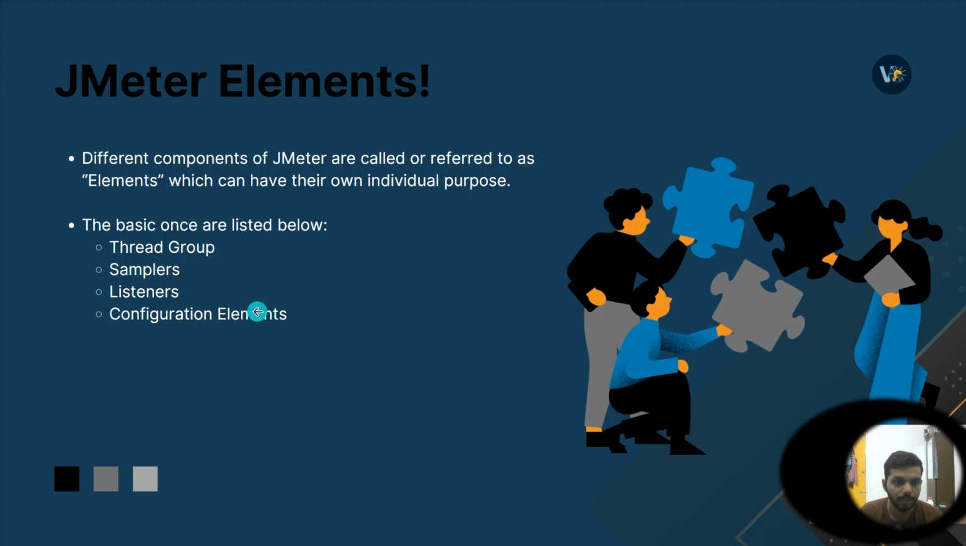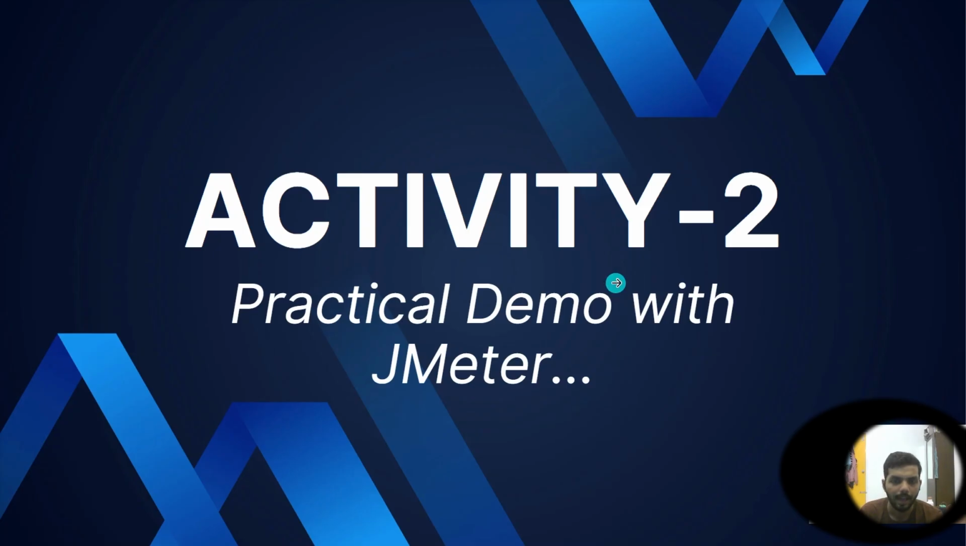And then we have something called a configuration element. It allows us to configure the flow of test case execution. So these are the basic ones that you need to be aware of. Now the second activity involves the practical demo with JMeter, where we'll see all those basic JMeter elements that we have seen in the earlier slides.